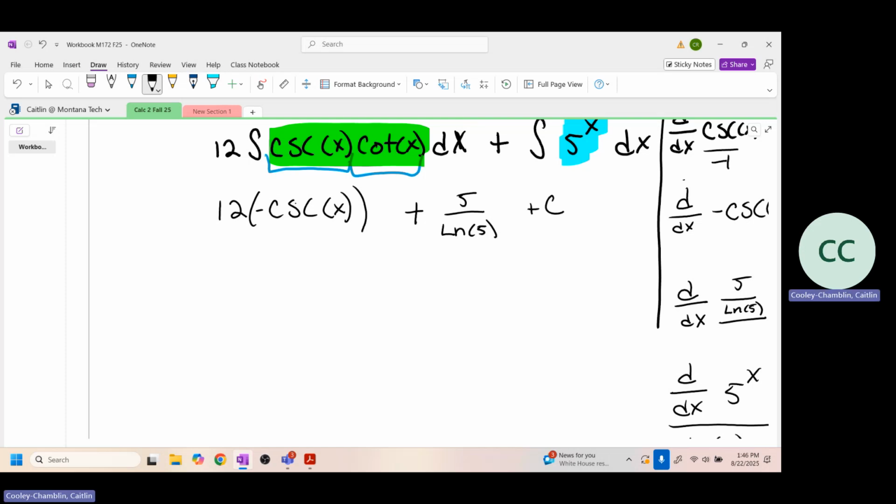And guys, something I suggest doing on your test is just at the very end, going back and making sure any of your antiderivatives have that plus c, any of your integral signs have a dx associated with them, or a dy, or a d, whatever variable we're working with at the time, just to kind of make sure everything is up to par. Okay, so I'm just going to simplify this a little bit further. I'm going to do negative 12 cosecant of x plus 5 to the x over ln of 5 plus c.